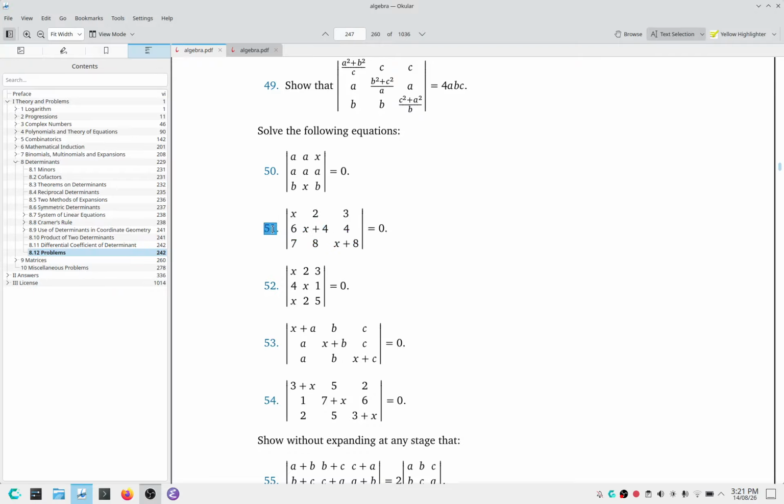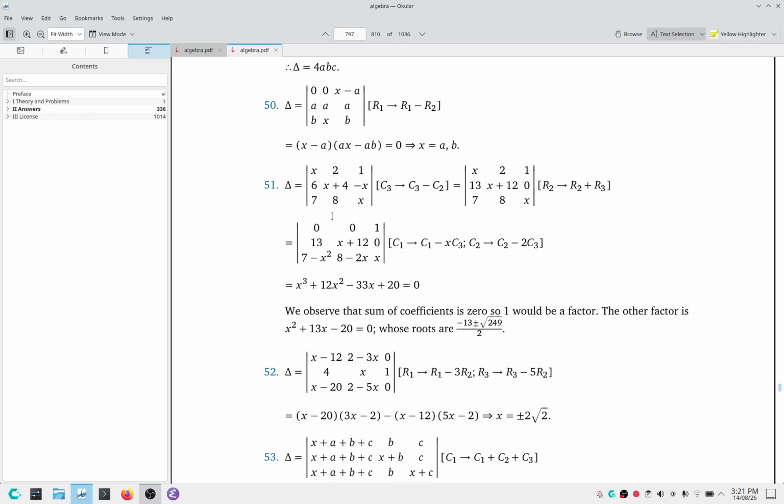So without further ado, let's get started. We had to solve these 5 equations. We are on question 51. Question 51 is the determinant |x 2 3; 6x+4 4 7; 8x+8| equal to 0.